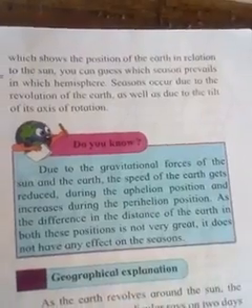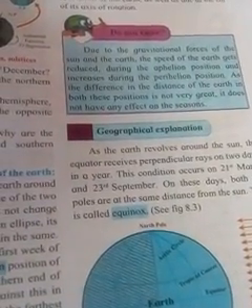Then which shows the position of the earth in relation to the sun. You can guess which season prevails in which hemisphere. Seasons occur due to the revolution of the earth as well as due to the tilt of the axis of rotation. Due to the gravitational force of the sun and earth, the speed of the earth gets reduced during the aphelion position and increased during the perihelion position. As the difference in the distance of the earth in both positions is not very great, it does not have any effect on the season.